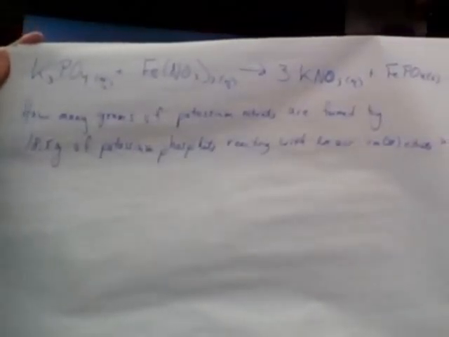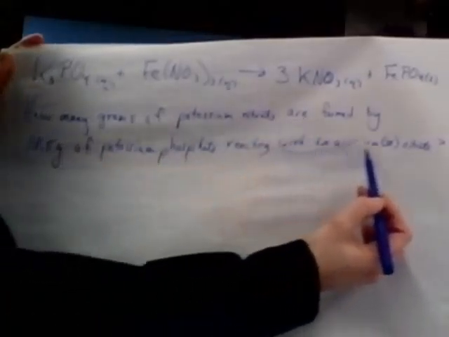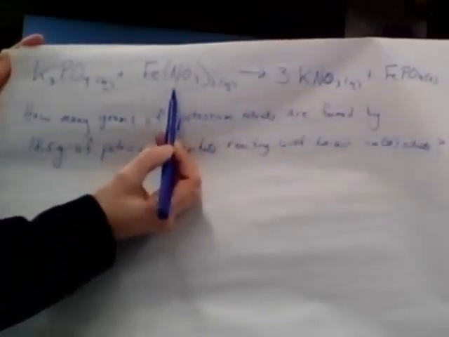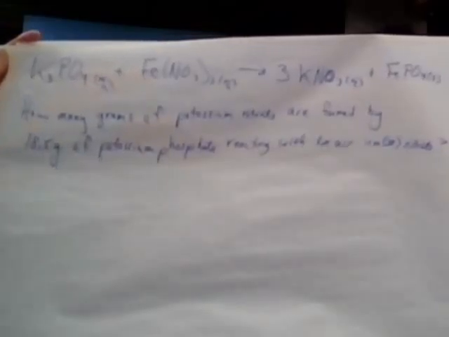So here's our question. How many grams of potassium nitrate are formed by 18.5 grams of potassium phosphate reacting with excess iron(III) nitrate? So again, note the wording that something is reacting with an excess of something. Notice the iron(III) nitrate is one of our reactants. That just means if there's plenty of it, we don't have to worry about it as a part of our calculation. If we were doing a limiting reactant problem, we would be given an amount for that and would have to do some calculations with it, but we're not there yet.